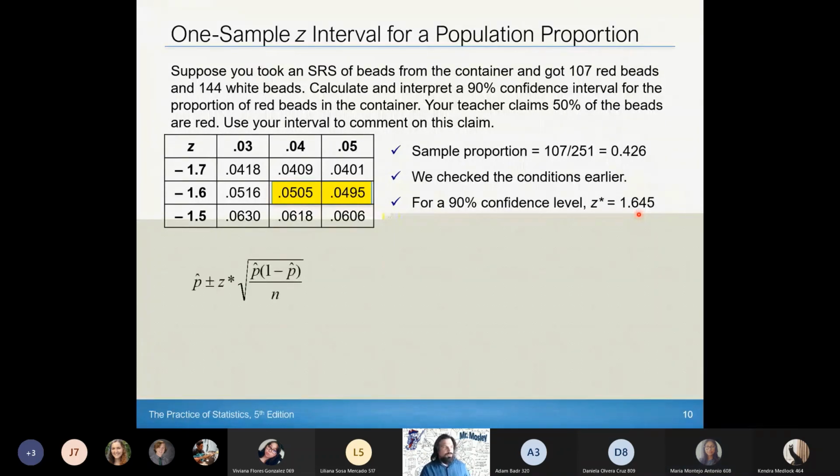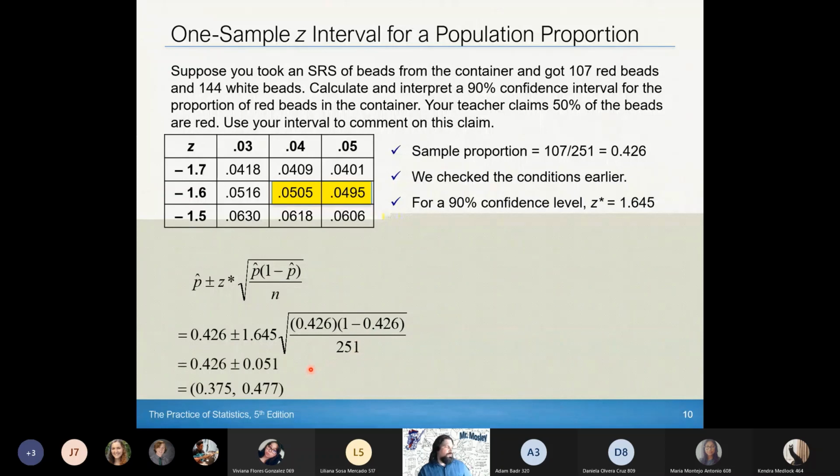So here's our formula for our interval. We put in the values that we have. P hat is 0.426. Z star is 1.645. And our standard error is the square root of 0.426 times 1 minus 0.426 divided by 251. We get 0.426 plus or minus 0.051. When we subtract 0.051, we get 0.375. When we add 0.051, we get 0.477. And that creates our interval, 0.375 to 0.477.